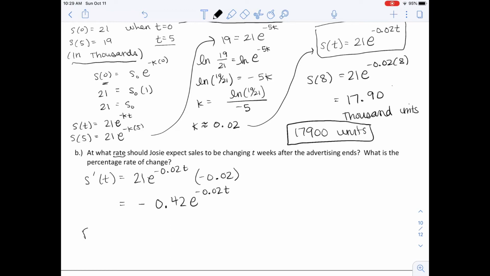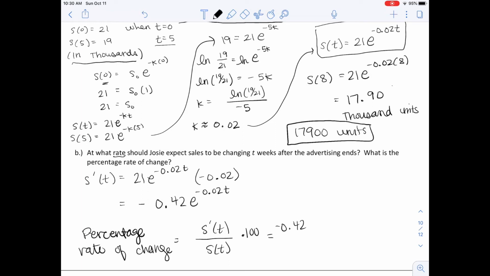And to figure that out, our percentage rate of change is going to be our derivative divided by our function, and then times 100 to get that percent. So rewriting this, we have S prime of t, which is negative 0.42 e to the negative 0.02t, divided by S of t, which is listed up above in part A, and then times 100.